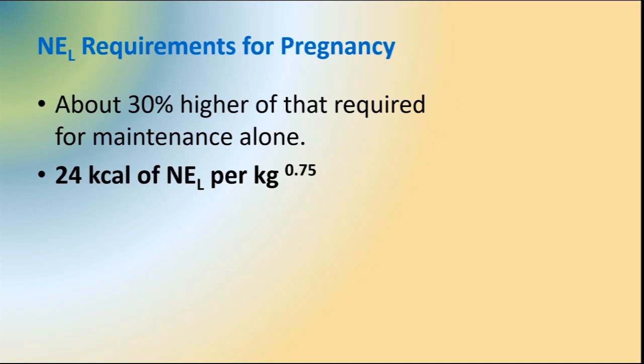So the net energy requirement for pregnancy is about 30% higher than that required for maintenance. So 24 kilocalories of net energy lactation per kg of metabolic body weight. If you want to calculate for an individual body weight, then you can use this figure, 24 kilocalories. And the maintenance was 80 kilocalories, and for pregnancy 24, and then at the end you have to sum both values.